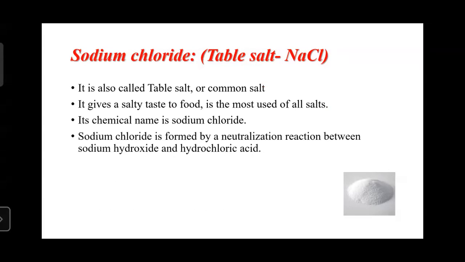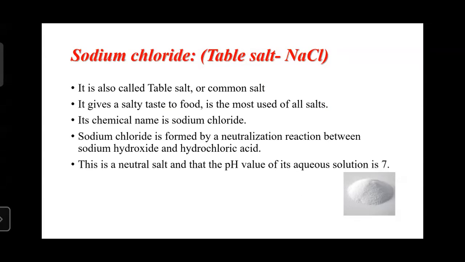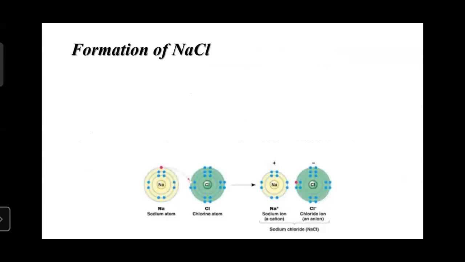Sodium chloride is formed by a neutralization reaction between sodium hydroxide NaOH and hydrochloric acid HCl. It is a neutral salt and the pH value is 7. Now how is NaCl formed?